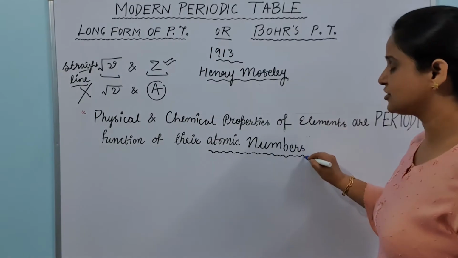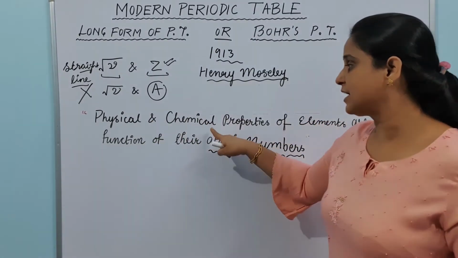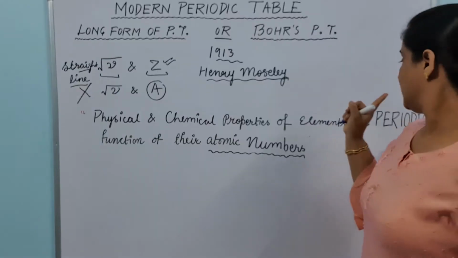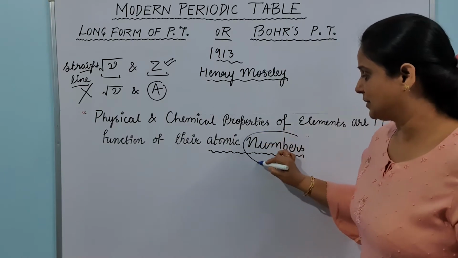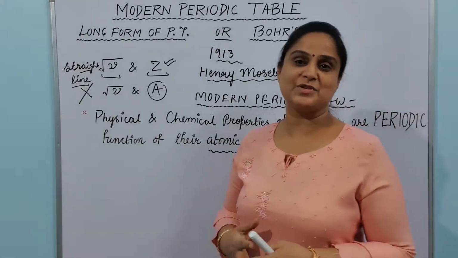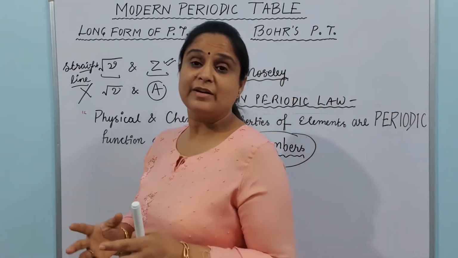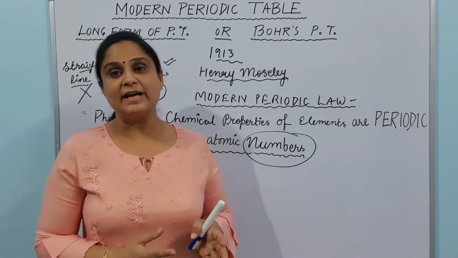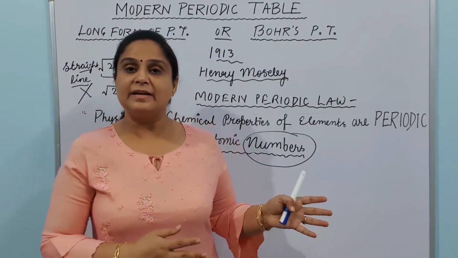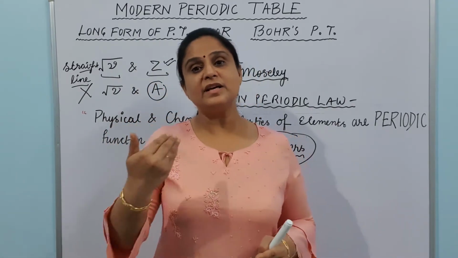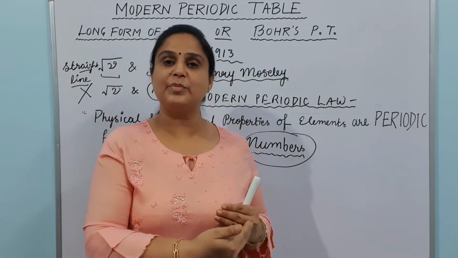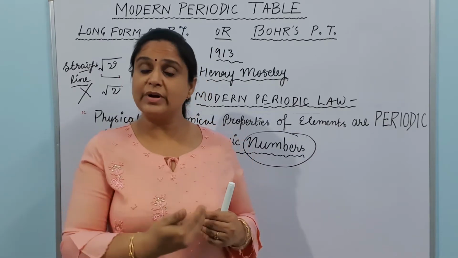So what was the major change here? That the physical and chemical properties of the elements are periodic function of their atomic number. And then everything was sorted out. That is, we wanted to make the arrangement as per atomic number now. And when we started doing that, we came to know that the elements are automatically getting arranged in a proper way, and there was no gap in between.